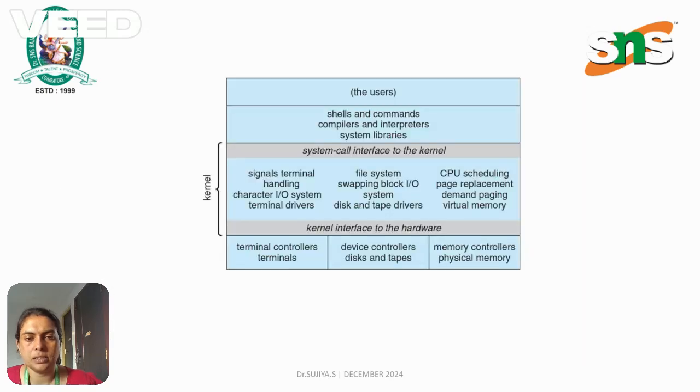And next is the structure of the kernel of the first one. Now we have the kernel interface to the hardware. Next is the system call interface to the kernel, and finally we have the user. So this is the overall diagram of this.